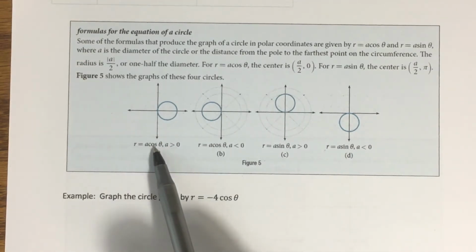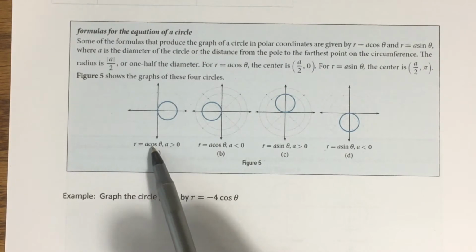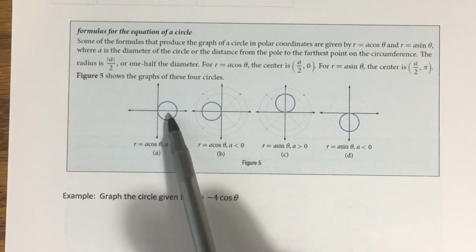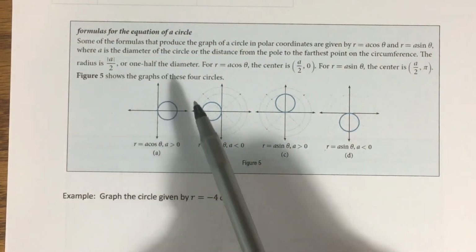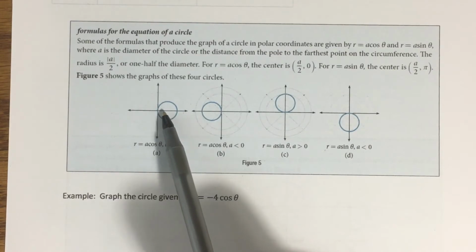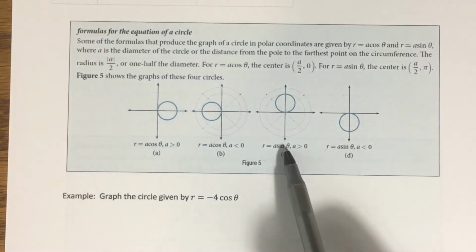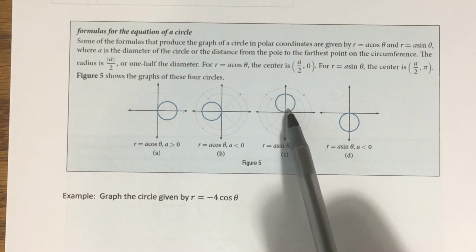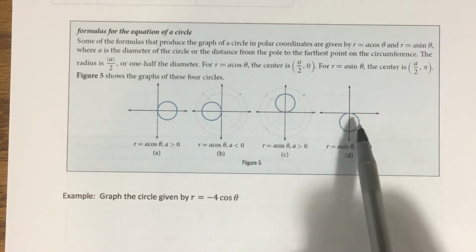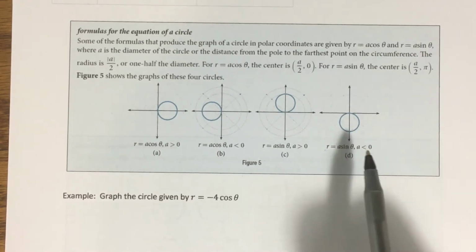So notice if we have a cosine with a positive coefficient a, the circle is going to be symmetric about the horizontal axis. In fact, if we have a cosine here at all, that's always going to give us symmetry about the horizontal axis. You can use your symmetry tests to verify that. But we have a circle on the right if a is positive, a circle on the left if a is negative. Similar for sine. If we have a sine here, we're going to have symmetry about the line theta equals pi over 2. So the circle will either be above or below the polar axis. And we know it's above if a is positive, below if a is negative.